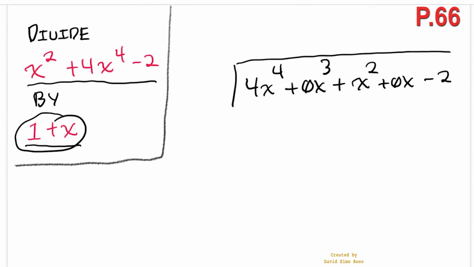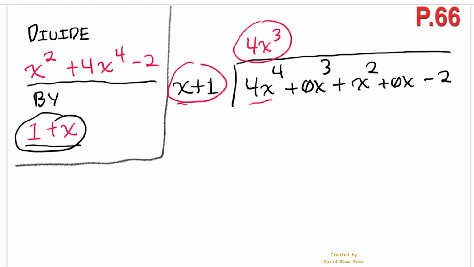But we have to change this around. So this is going to be x plus 1. What we have to do is figure out x is going to go into this so many times. So we have to figure out a number like 4x cubed. When we multiply this 4x cubed by this, it's going to give us 4x to the 4th. So we can eliminate that term.